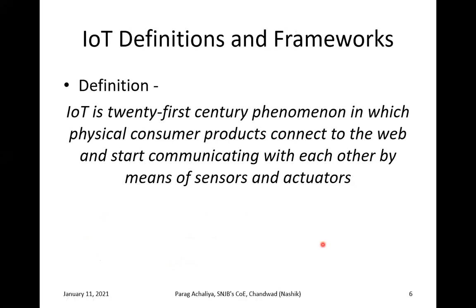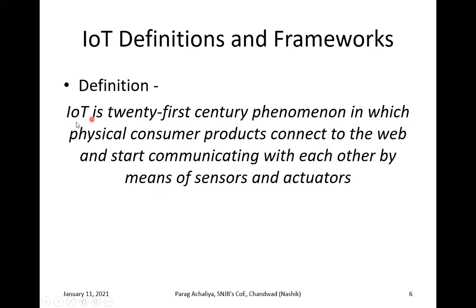One of the definitions will be: IoT is a 21st century phenomenon in which physical consumer products connect to the web and start communicating with each other by means of sensors and actuators. So this is one of the definitions. There is no standard definition of IoT. Various IoT definitions are defined on the basis of experience or on the basis of experiment.